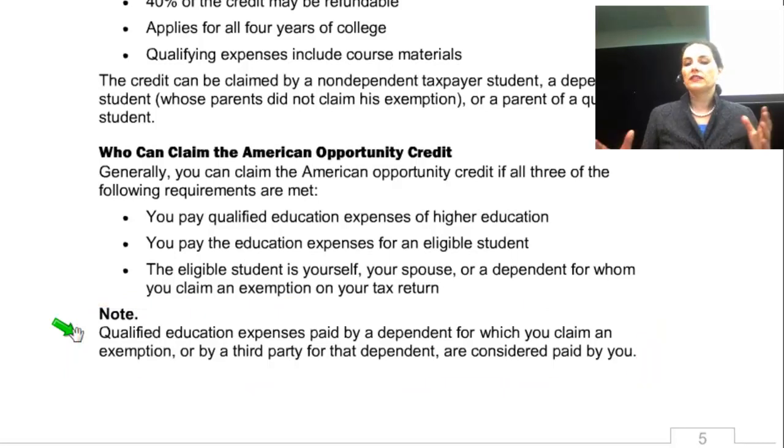So what this is saying, for example, is let's just suppose your child's grandmother paid his college expenses for him. Even though you did not pay the college expenses yourself, you're going to be able to claim the education credit for your child so long as you claim your child as a dependent on your tax return. On the other hand, if your child is not your dependent, or you choose not to claim your child as a dependent on your tax return, and your child files his own tax return, then he would claim an education credit for himself, even if grandma is the one that paid the expenses.